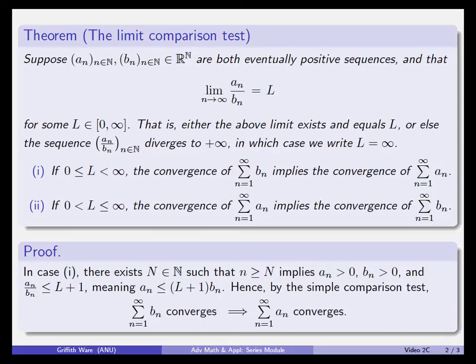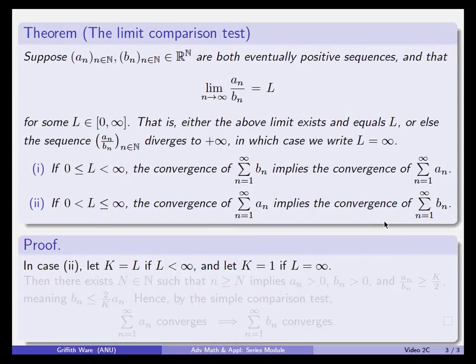And so just directly from the simple comparison test, if we know that the series Bn converges, the series An must converge as well. And it really is just that simple an application of the simple comparison test. Part 2 is basically the same, except there's a little bit of a wrinkle in that we've allowed L to be this non-defined number infinity, so we have to do a little extra line to cope with the L infinity case.